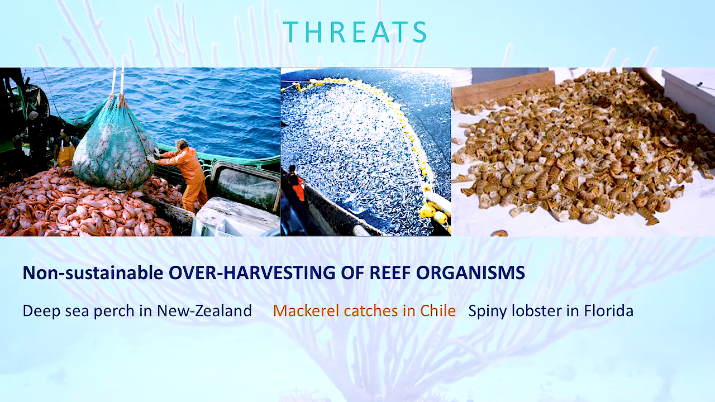Of course, we have other threats, which are unsustainable overharvesting of reef organisms. These include fish. Here we have mackerel in Chile, and indeed these are spiny lobster in Florida. These are all key organisms in coral reef ecosystems, and if we're overharvesting them, then that is going to be affecting the reef as a whole.